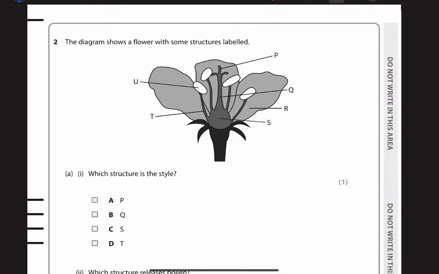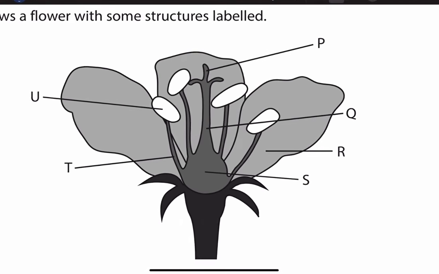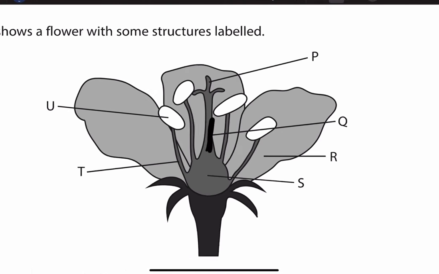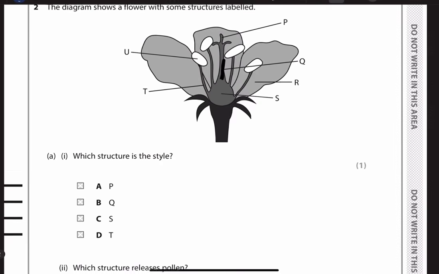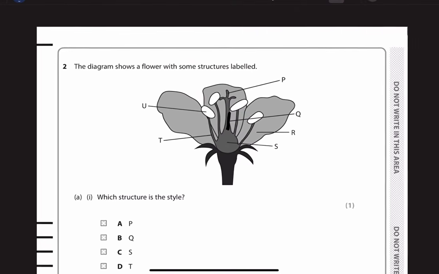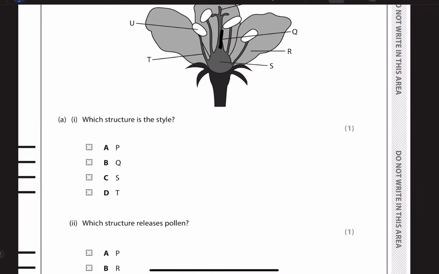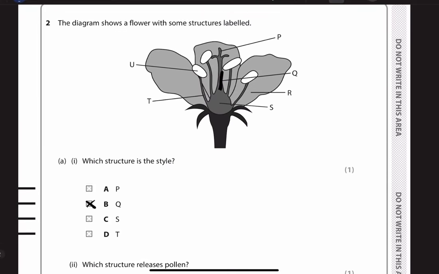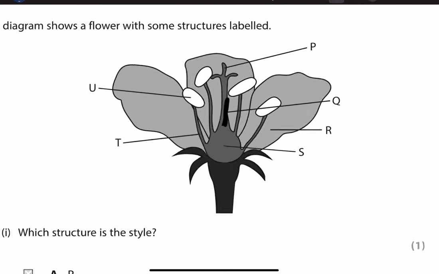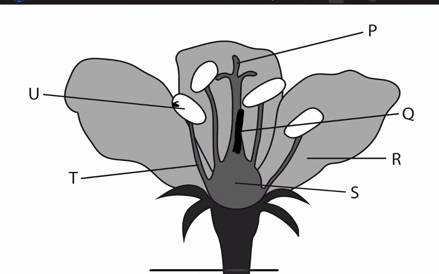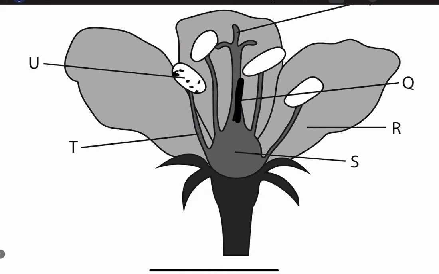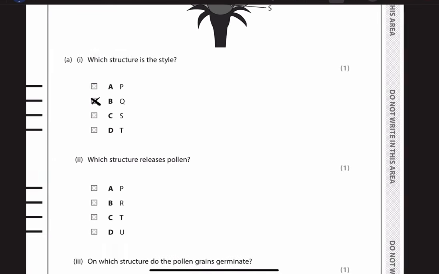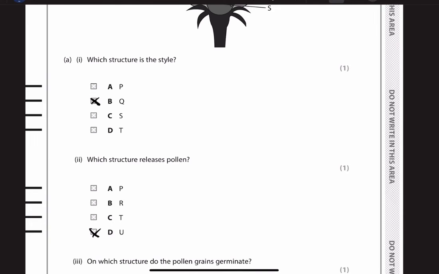Okay, the diagram shows a flower with some structures labeled. Which structure is the style? Well, we should know that the style is this thing. It's the long part that connects up to the stigma. So we know that the style is part Q, which is B. Which structure releases pollen? We can quite clearly see which structure releases pollen because we know pollen is in the anthers, and then we know U is pointing to that. So our next answer is going to be D.